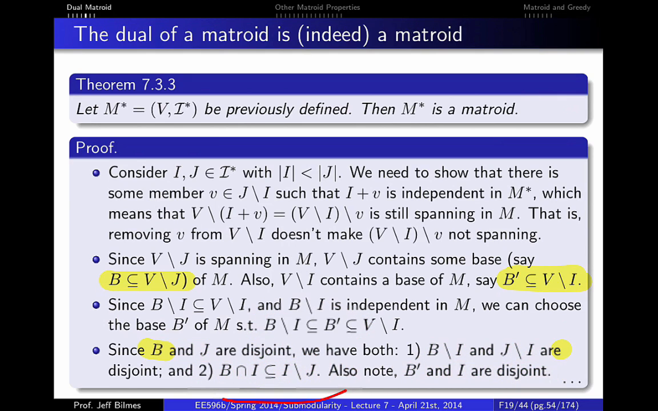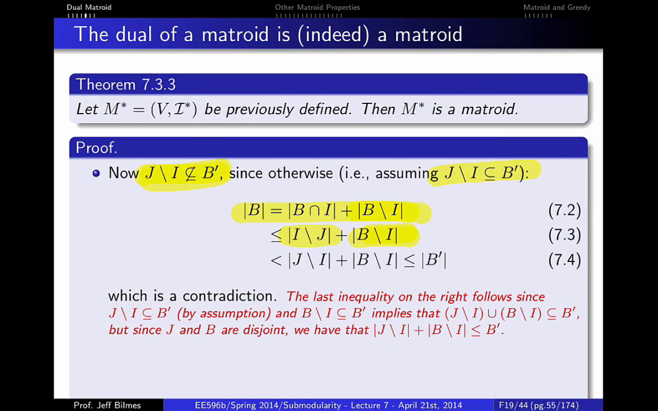Because B intersect I is a subset or equal to I except for J, the size of B intersect I is going to be less than or equal to the size of I except for J, right? Now, okay, everybody see that? But we've also, by assumption, assumed that the size of J is greater than the size of I, right? So that means that this is a strict inequality here, because what's in I not in J is going to be strictly less than what's in J not in I.